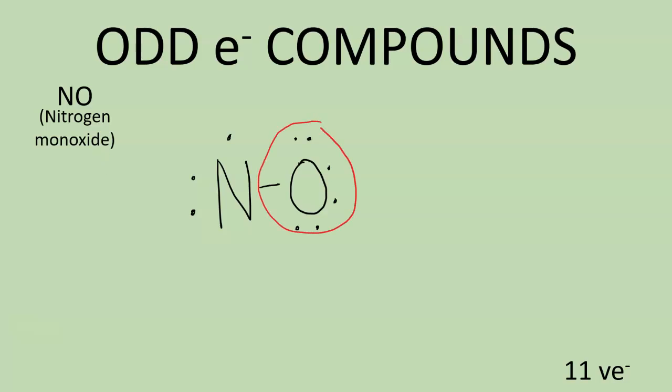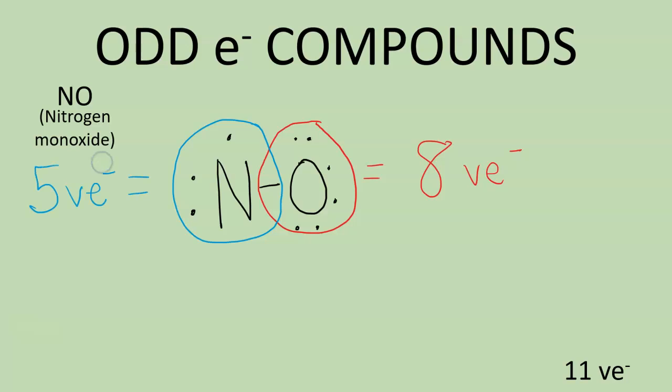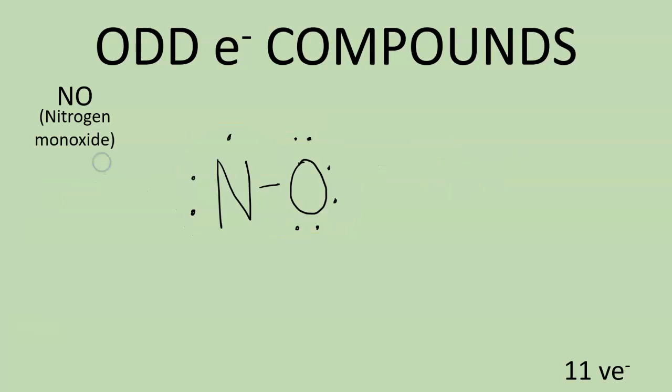What I'm looking at is that this oxygen is happy. It has 8 electrons, and that's great. Now, nitrogen only has 5 valence electrons, and that's not really going to work out for nitrogen. So we're going to take 2 electrons and turn it into a double bond.